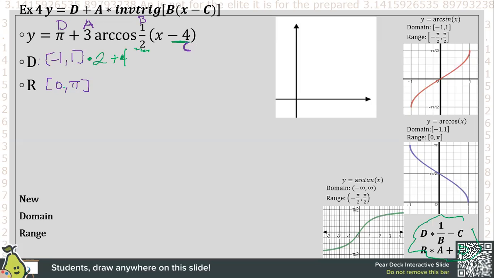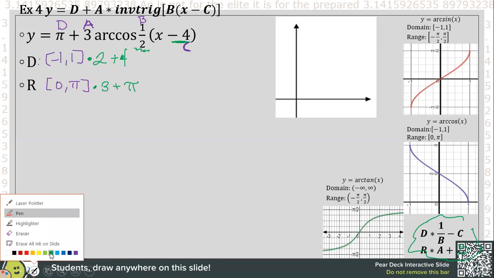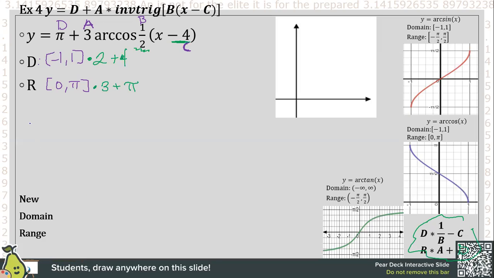Okay, the next one, so we have 0 and pi. We're going to do the same thing. We're going to multiply by my amplitude, which in this case is 3. And I'm going to add my vertical shift, which is pi. So let's do that real quick. Okay, so let's find our new domain.